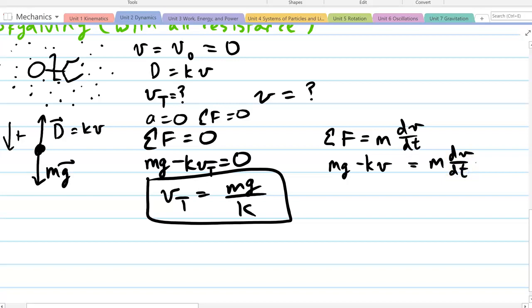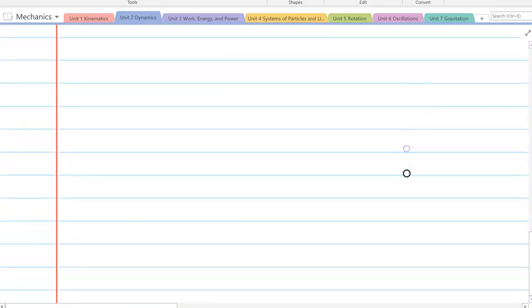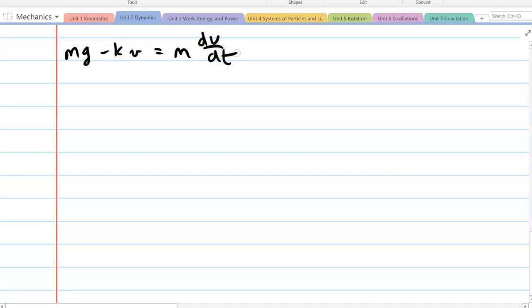So from here we actually have a separable differential equation, and we're going to go through how to solve this right now. I'm going to bring it over here. I'm going to scroll down a little bit more. So we have mg minus kv equals m dv/dt, and the way we do it is bring all the terms with v to the right side, and move all the terms that are not with a v to the left side, and then bring the dt over also.